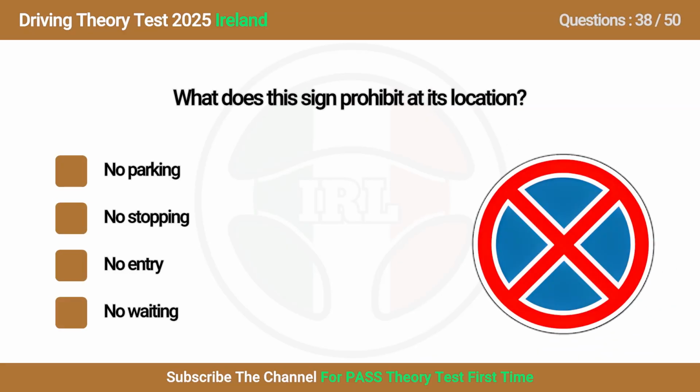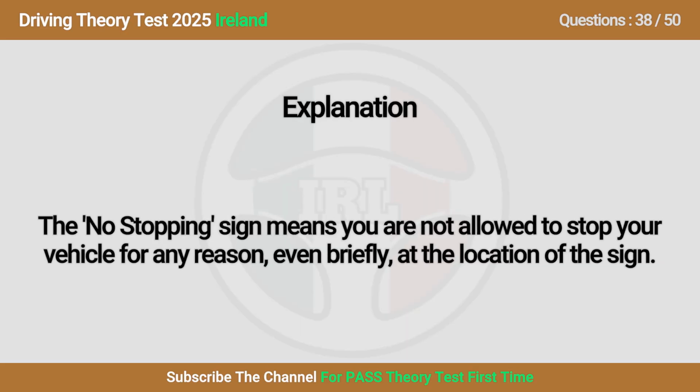A. No parking. B. No stopping. C. No entry. D. No waiting. Answer is B. No stopping. The no stopping sign means you are not allowed to stop your vehicle for any reason, even briefly, at the location of the sign.